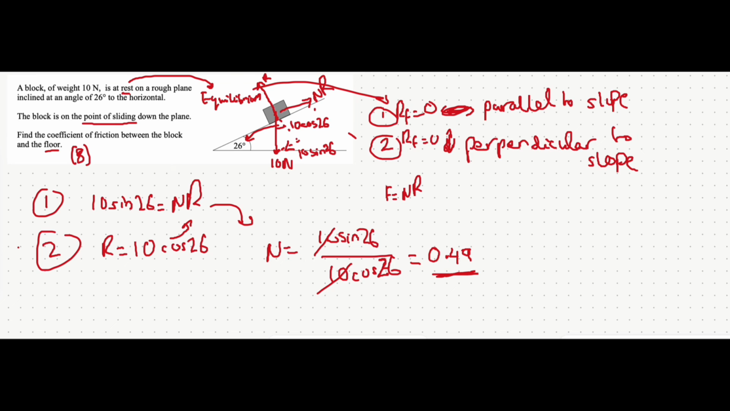So once you break it down and label all the forces in the diagram, you kind of set yourself up and you can use the fact that resultant force is 0.